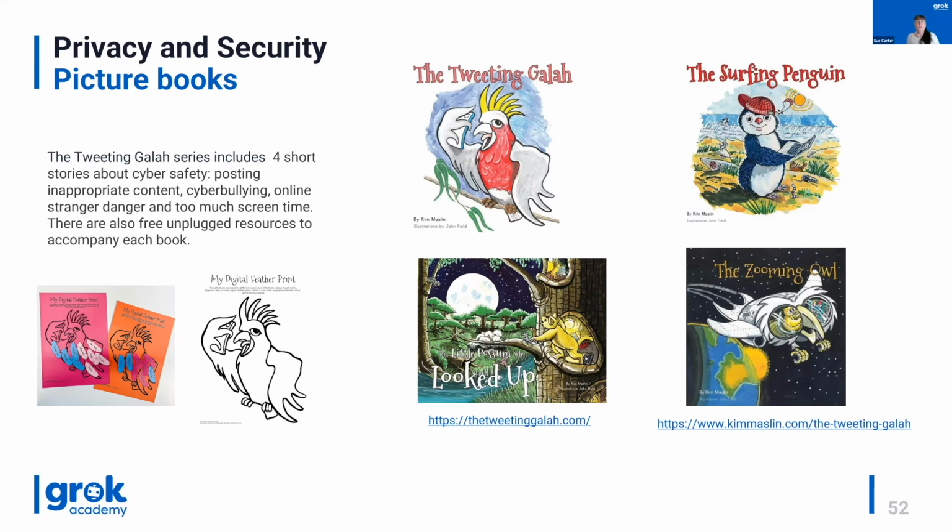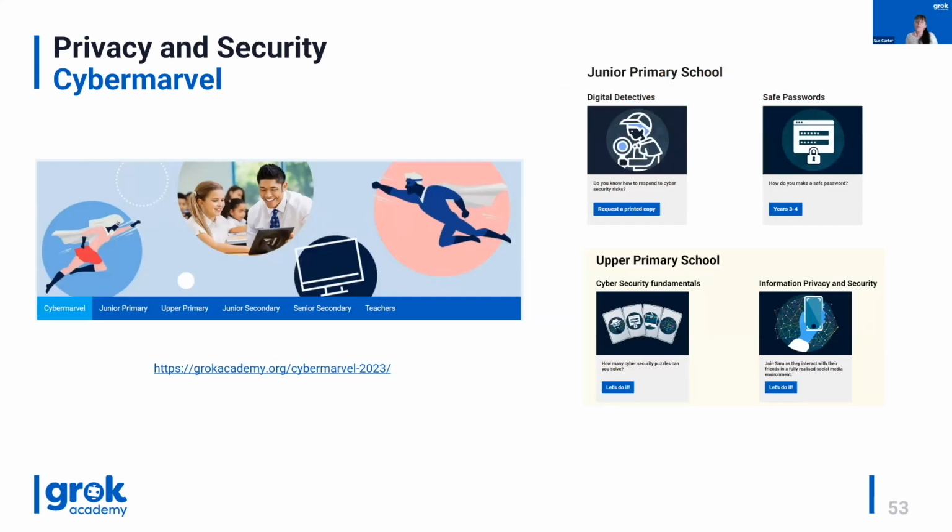The follow-up book is The Surfing Penguin, and then The Little Possum Who Looked Up. It's a story about a family who are so engrossed in their devices that they forget to look up and see who's actually there. And then the final one is The Zooming Owl. And Grok Academy has also teamed up with a Cyber Marvel project.